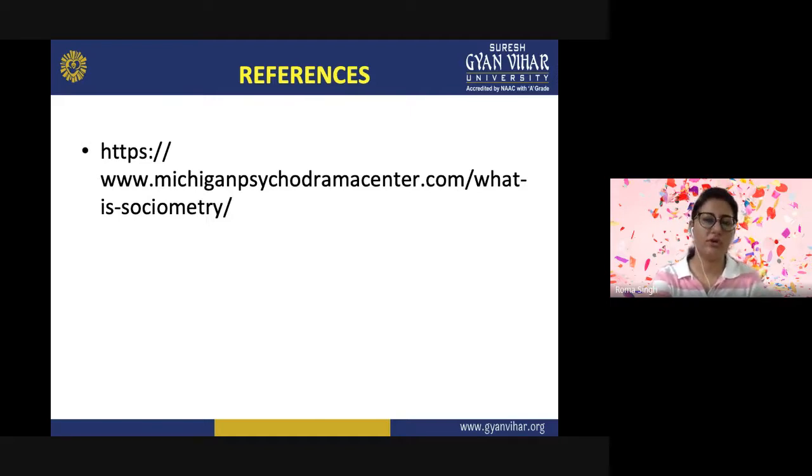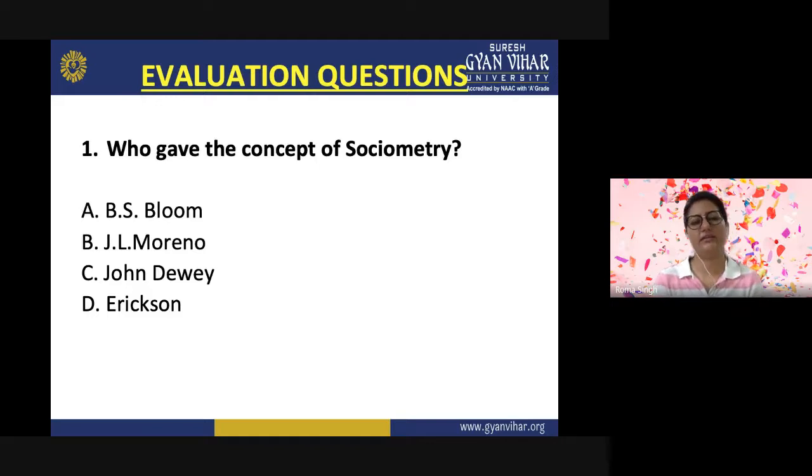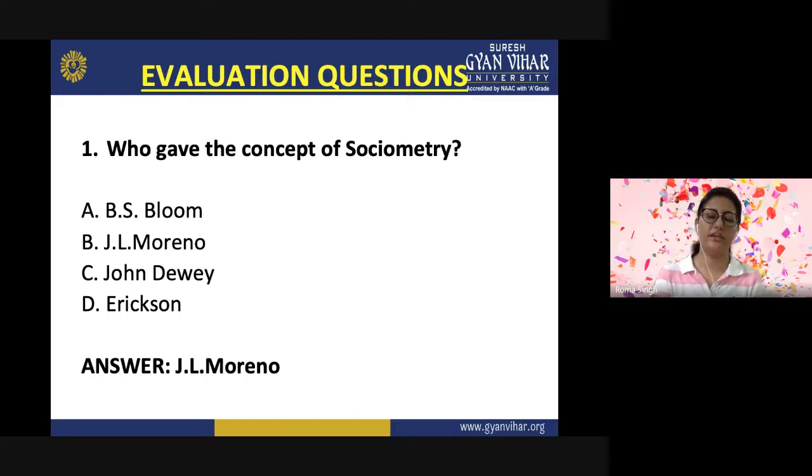So with this, we move on to the next section of our today's class, that is the evaluation questions. And the first question is, who gave the concept of sociometry? The options are B.S. Bloom, J.L. Moreno, John Dewey, or Erickson. So this we have discussed, and you must be remembering that the correct answer is J.L. Moreno. He gave the concept of sociometry, and he found out while carrying out this kind of experiment on a group of girls residing in a training school.